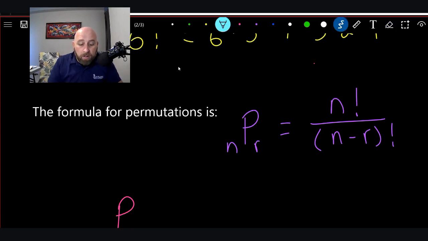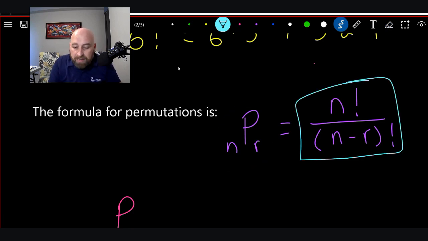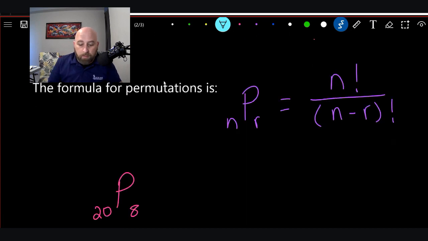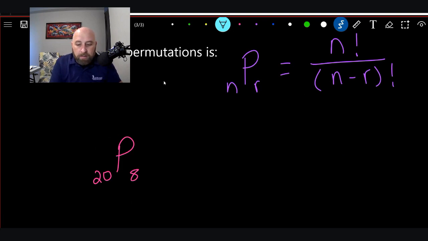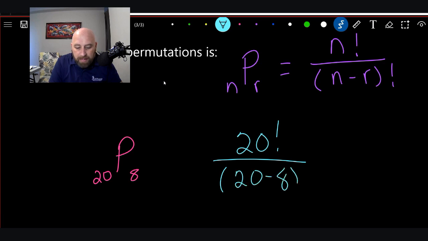All right, so what are we going to do here? When we have a permutation, we are going to set it up into this formula right here. All right, so here's one right here. Here is 20. That's our n. 8 is our r, and we're going to put it into the formula. So n, 20, factorial, over, parenthesis, 20 minus 8 factorial.